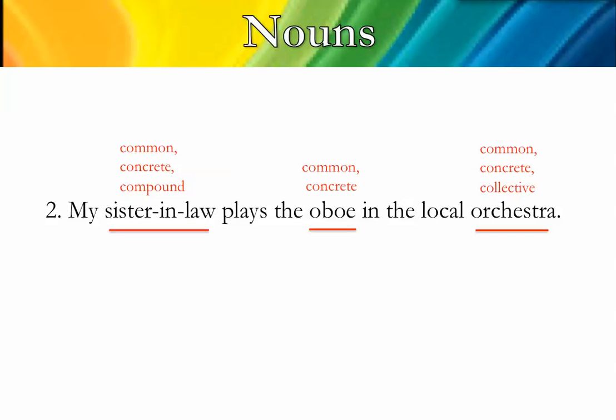Number 2, my sister-in-law plays the oboe in the local orchestra. Sister-in-law is common, concrete, and compound. Oboe is common and concrete. Orchestra is common, concrete, and collective, because again, remember that collective nouns often look like singular words, but usually they're referring to a unit that's made up of individuals.